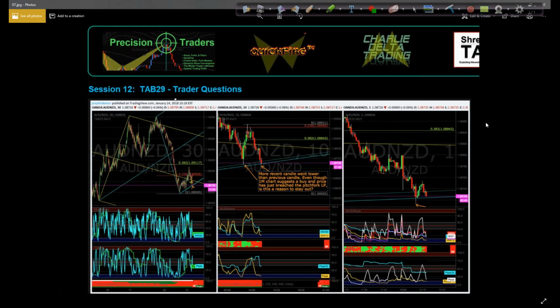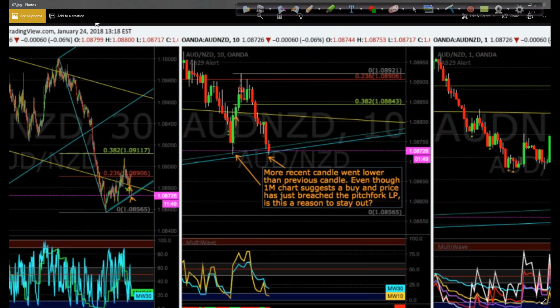All right. So from my perspective, this is the next question. The more recent candle went lower than the previous candle, even though the 1-minute chart suggests the buy and price has just breached the pitchfork. Is this any reason to stay out? I don't know. I'd have to get a micrometer here, but I think it's an optical illusion, maybe because of how you see the pitchfork lines. From my perspective, those are pretty much the same price point. I don't believe the second one's lower as I look at it manually with my eyes. I think it just looks lower because we see it breaching the line.